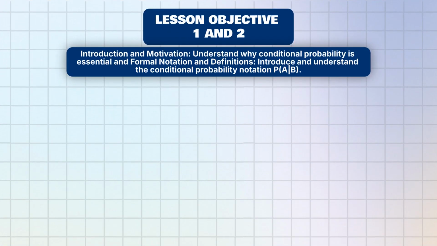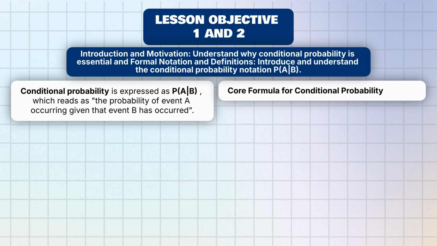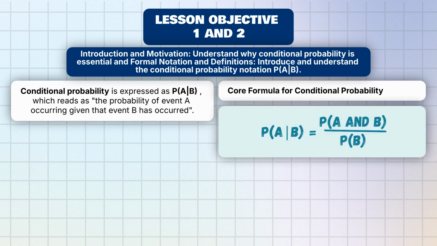To start, let's define some notation. Conditional probability is expressed as P(A|B), which reads as the probability of event A occurring given that event B has occurred. This notation is crucial because it helps us clearly understand and communicate the relationship between two events. The core formula for conditional probability is P(A|B) equals P(A and B) over P(B). This means that to find the probability of A happening, given that B has occurred, we divide the probability of both A and B occurring by the probability of B.